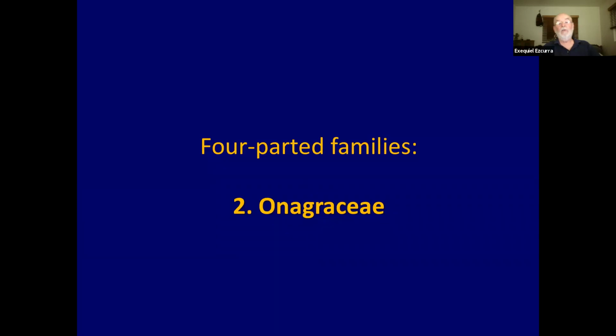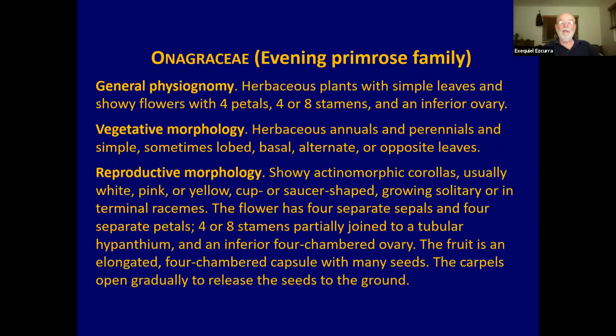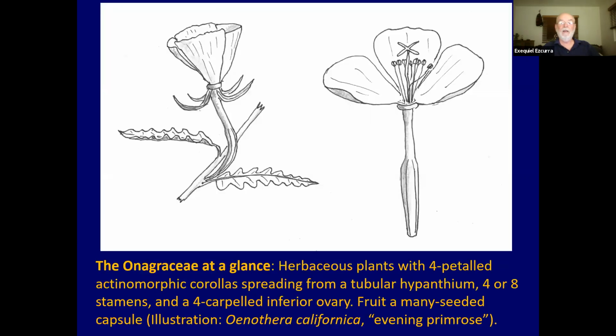Now we'll go to the four-parted families. Sorry, we'll still keep in the four-parted families. We'll go to the second family of the four-parted families, the Onagraceae. The way to tell them, they look pretty much like the poppies, but their ovary is inferior. So I will sort of dispense with all the reading of the species.